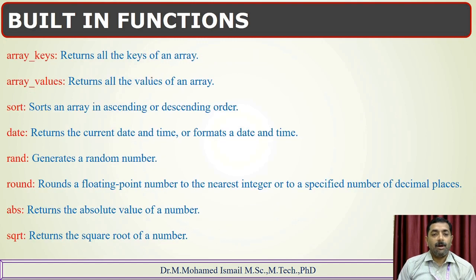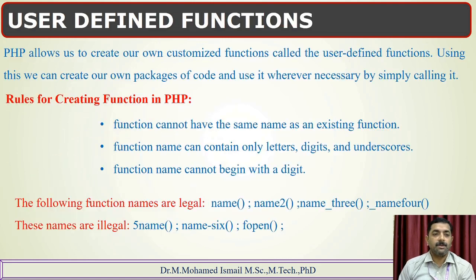array_keys returns all the keys of an array. array_values returns the values of an array. sort sorts in ascending order, and rsort in descending order. date returns the current date and time. rand generates a random number, and so on. All these are built-in functions that are used.